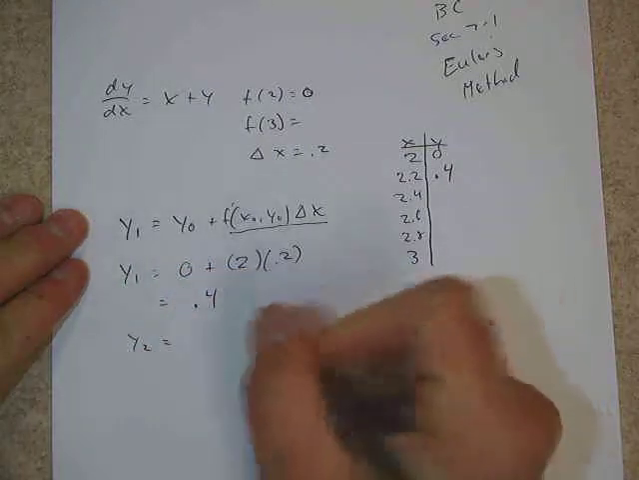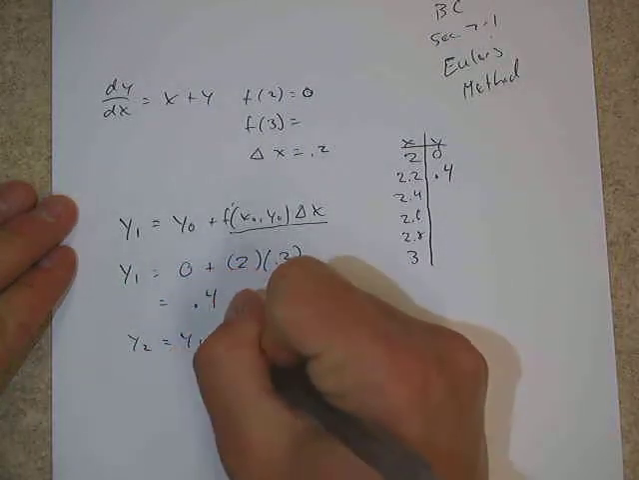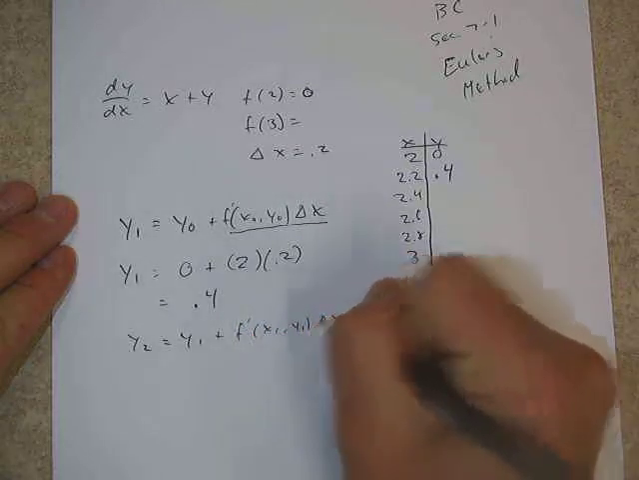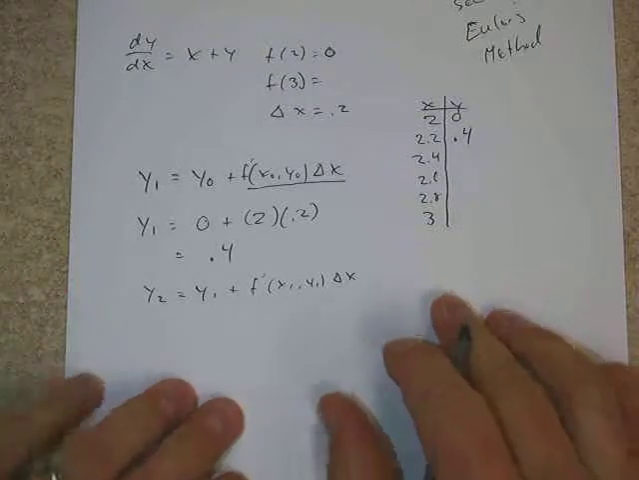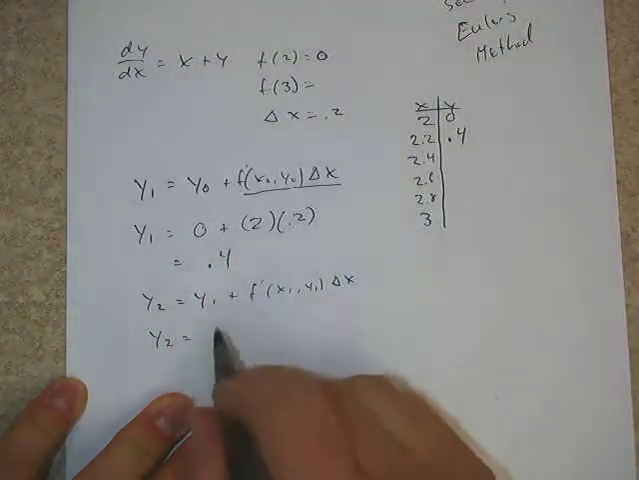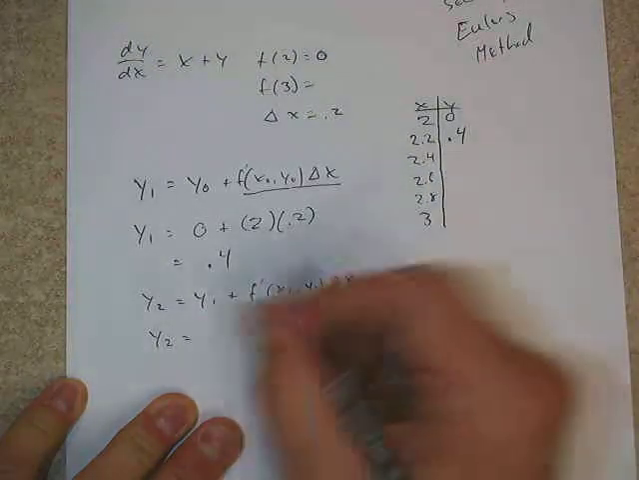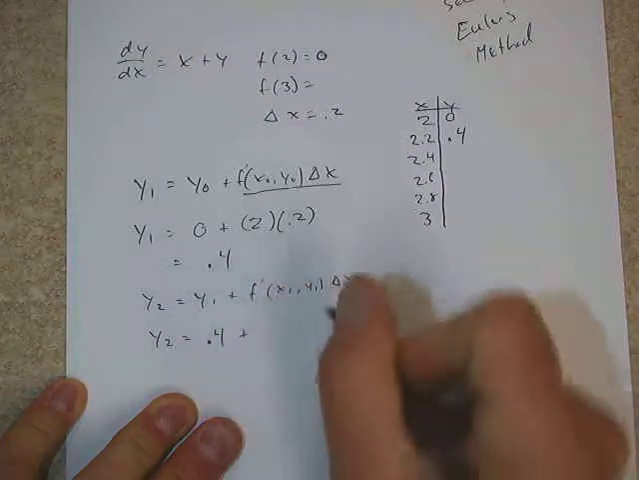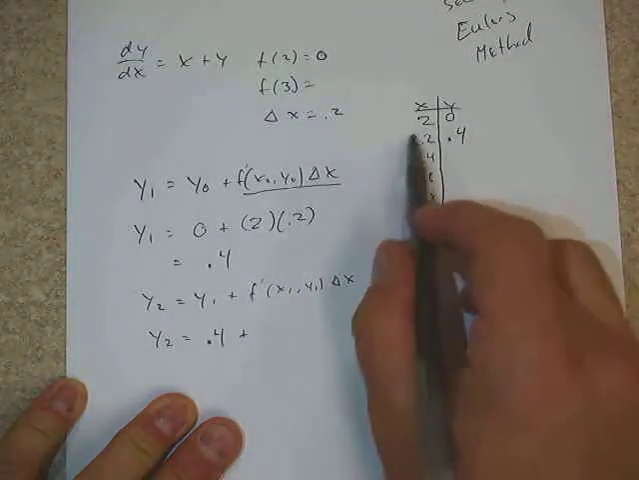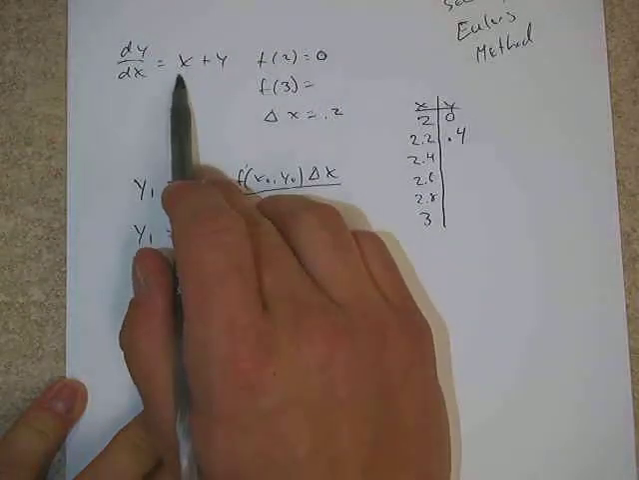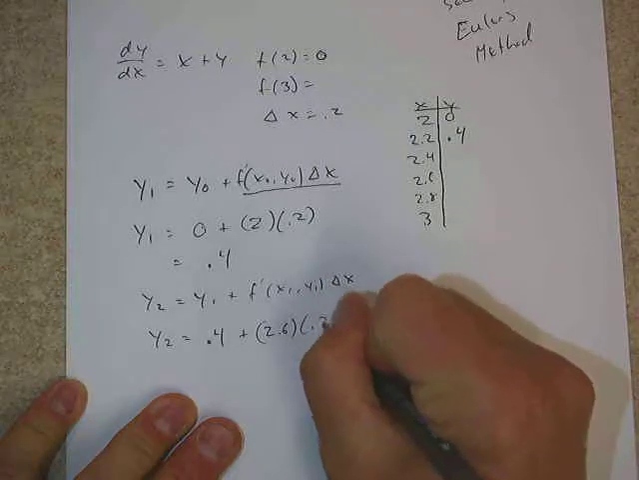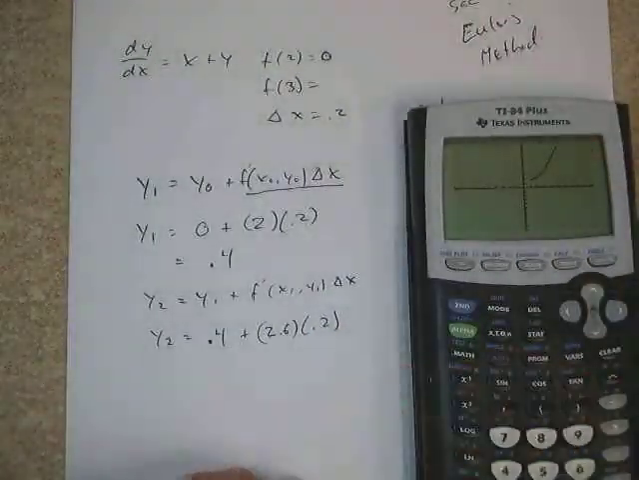And then from there, we're going to get y2 by going with our y1 this time, plus f prime at x1, y1, delta x. So we're going to just iterate and continue to do the same cycle. And so our y2, our second approximation, is going to be the previous y value, which we found is 0.4, plus the derivative at this previous point, which is now this point. And if we put a 2.2 and a 0.4 in there, we're going to get 2.6. And then again, 0.2 as our x value.